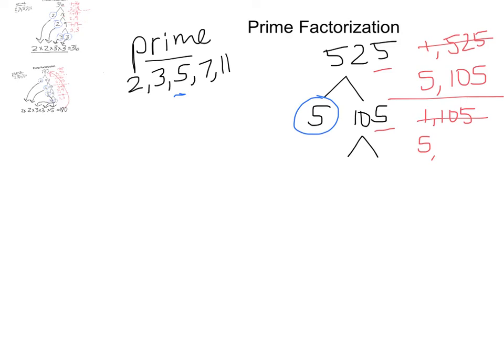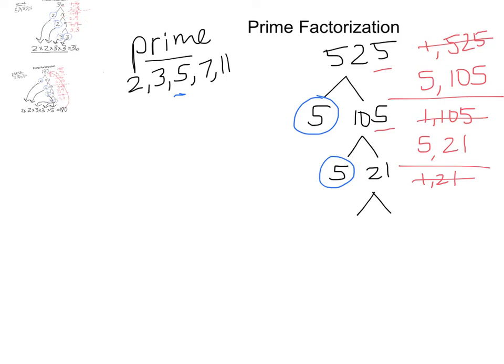Since I've already done the math to make this video a little speedier, I know 5 times 21 gets me to 105. Again, I see I got my 5, so it's prime, and I'll circle that. 21 is not prime, so I need to further branch that down. 1 and 21 will not work.